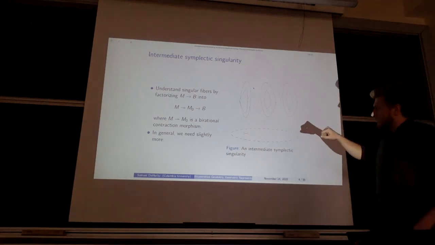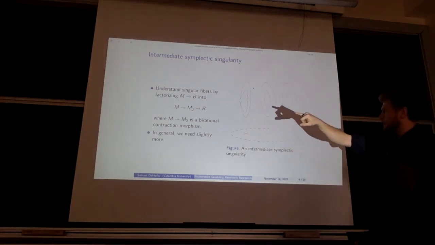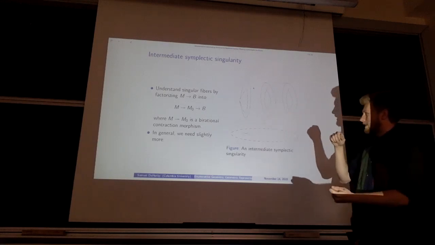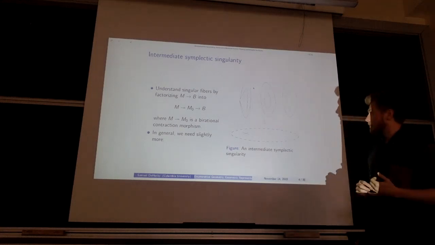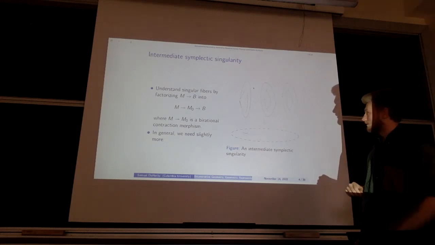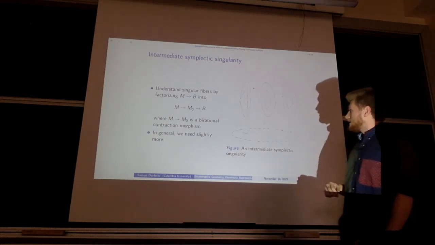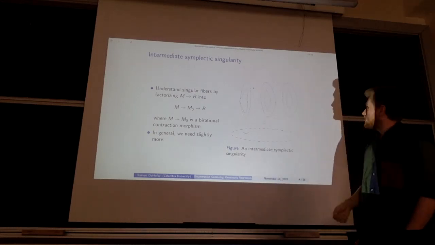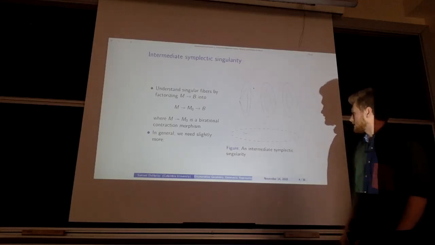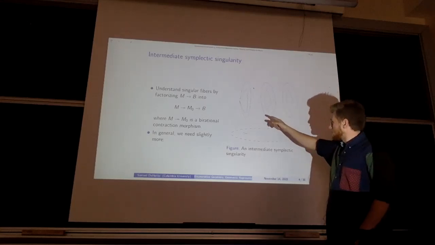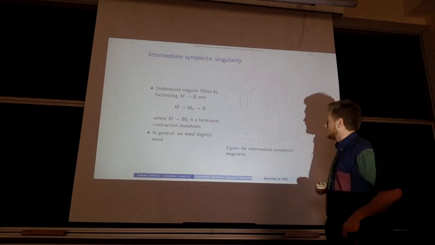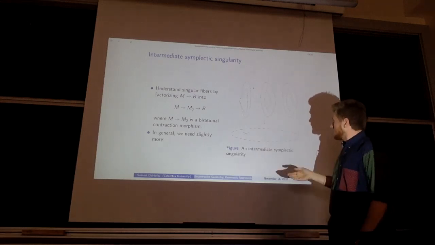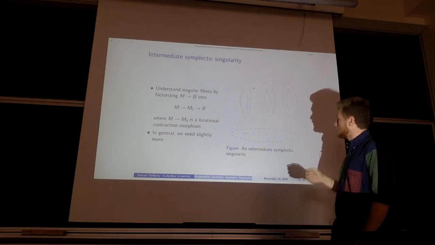So we're going to factorize a Lagrangian fibration into a sequence of maps, where the first one is a birational contraction map, meaning it's a birational map, which is surjective with proper fibers. And then we'll study symplectic varieties that are in between M and B, and we'll call this structure an example of an intermediate symplectic singularity. So in the example that I drew on the board, where we have two rational curves that are meeting in a cyclic configuration, an example of an intermediate symplectic singularity is where we contract one of those P1s.